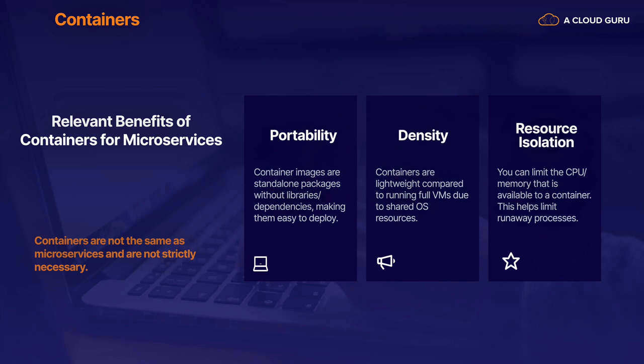Next is density. Containers are very lightweight compared to running full VMs. As you know, containers share operating system resources, so there's a lot of overhead there that you don't have to establish by running individual VMs. And then there's also resource isolation, because you can build a structure around the container in terms of CPU and memory. You can prevent anything that's running in that container from taking down your entire system. So if you're running on a VM and you get a runaway process, that can cripple the whole VM. Whereas in a container, it will only be that single process that gets broken.